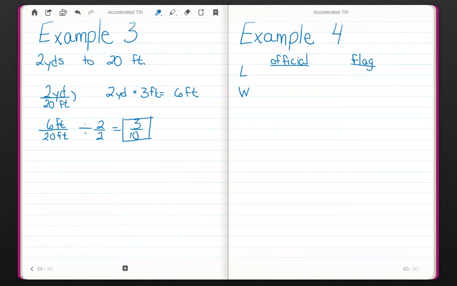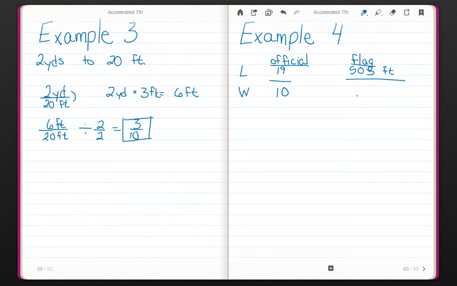All right, example 4. An official U.S. flag has a length to width ratio of 19 to 10. The largest U.S. flag measures 505 feet, big flag, by 255 feet. Is the largest flag an official flag? Are these equal? Are they equivalent ratios?